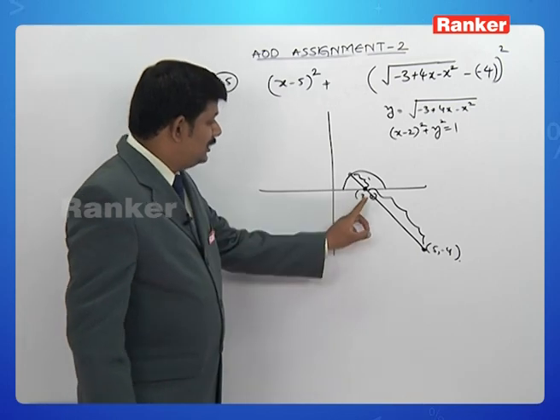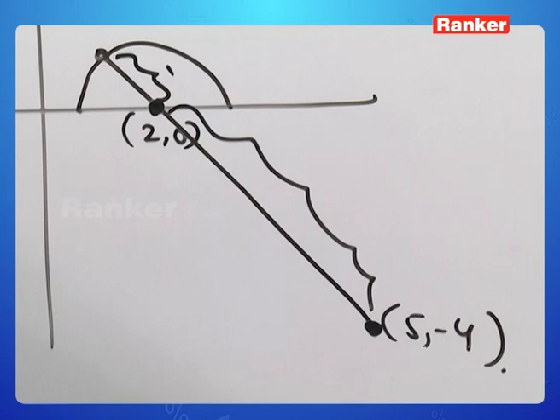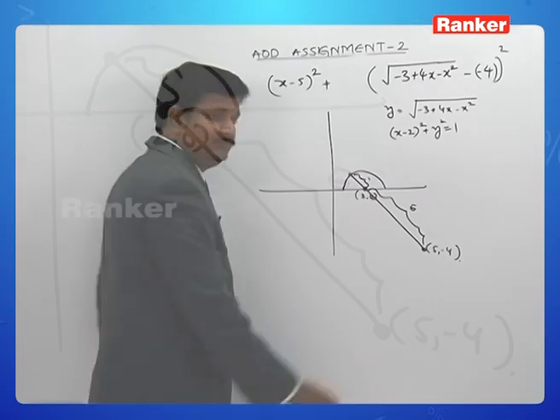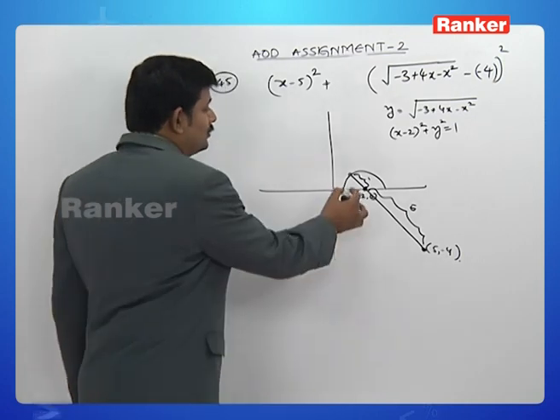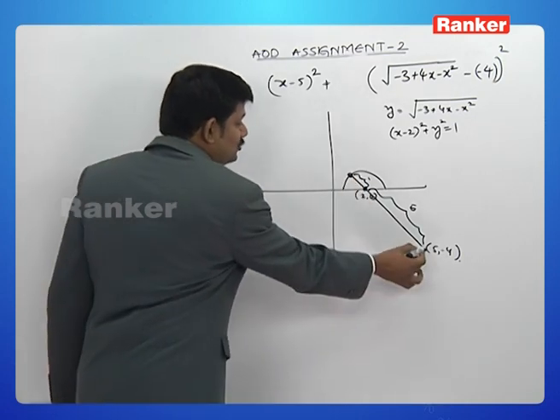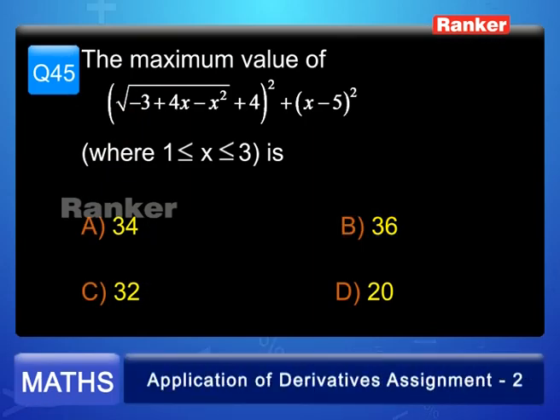So, we see the distance between 2, 0 and 5, minus 4 is under root 3 square plus 4 square, which is 5, plus the radius of the circle 1. So, the maximum distance between these 2 points is 6. The answer for this question, which is the square of the distance, x1 minus x2 whole square plus y1 minus y2 whole square, is 6 square, which is 36. So, the answer is 36, which is option B.